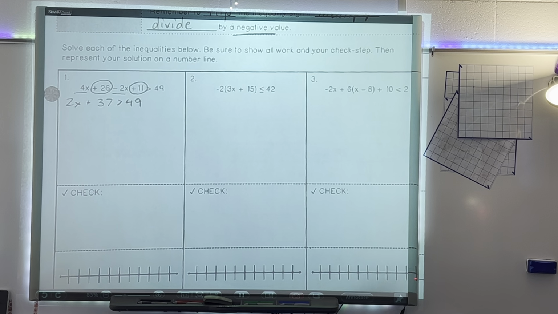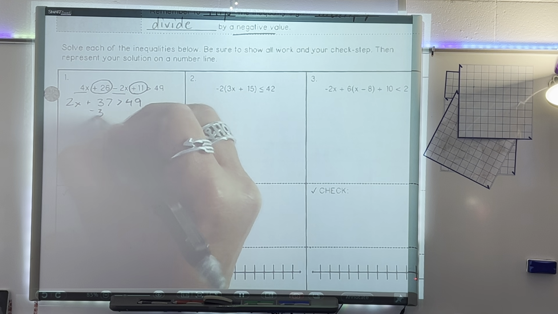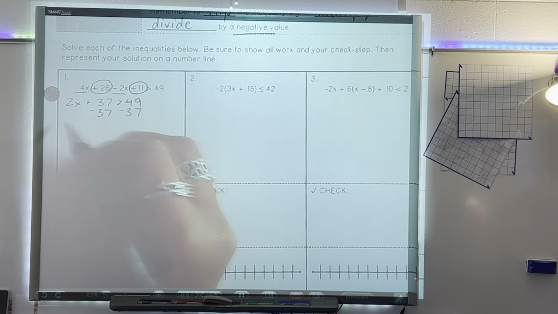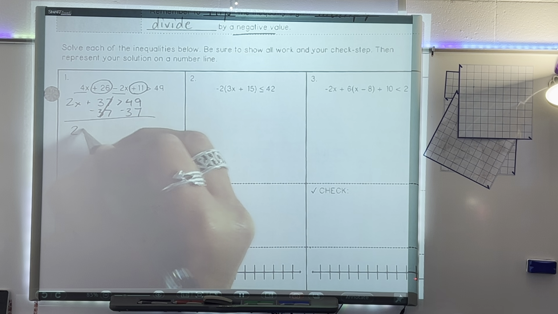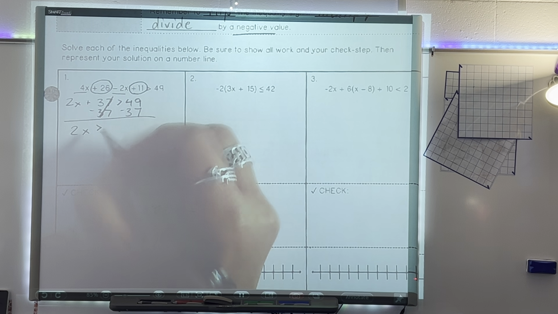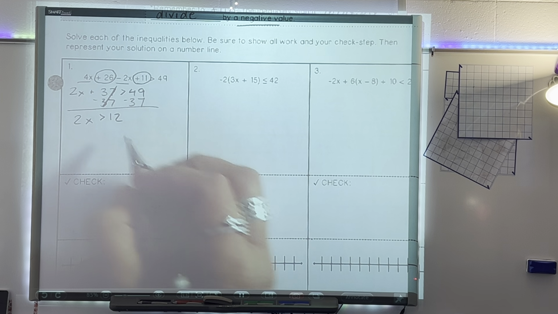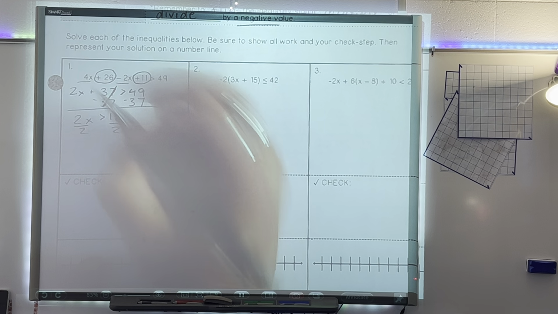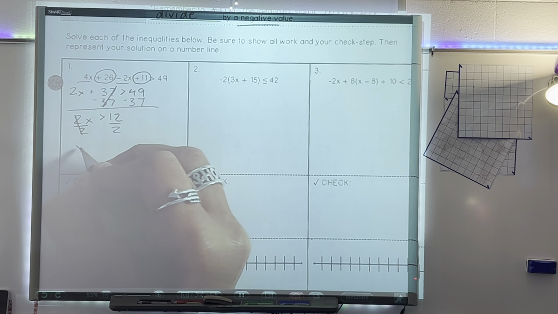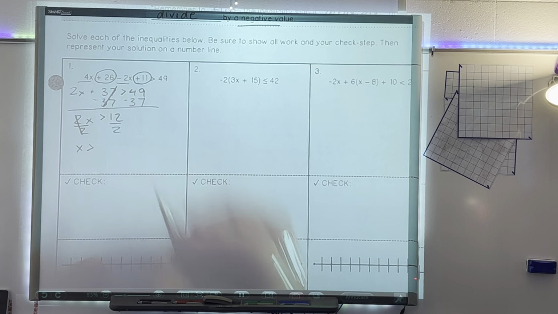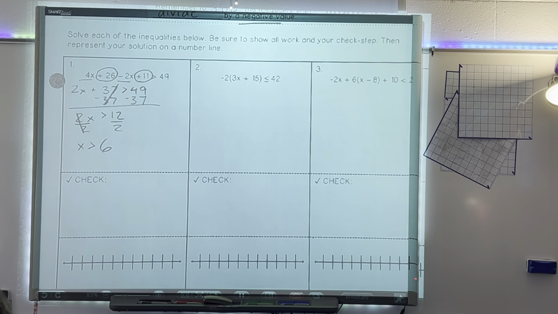Now, subtract 37 from both sides, so I've got 2x greater than, looks like 12. Claire, now what? You would divide by 2. Divide out my 2, and I've got x greater than 6. Are we in agreement there?